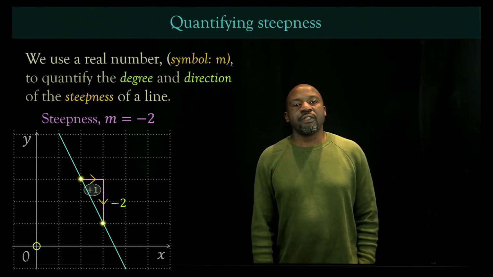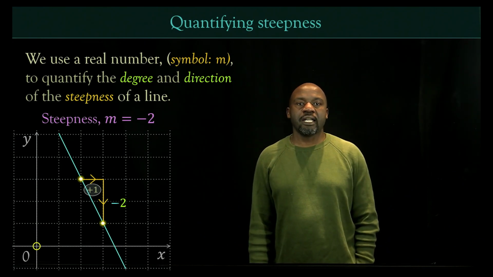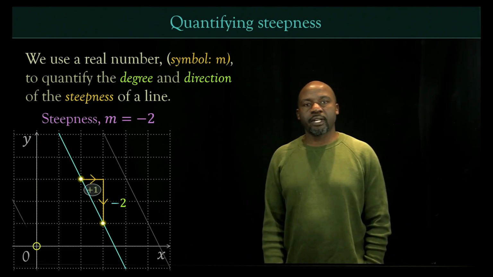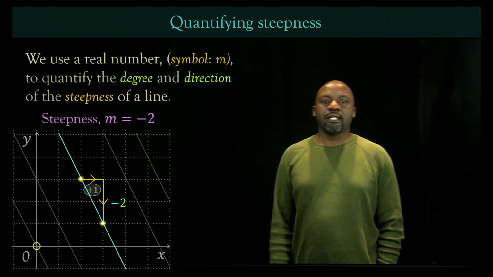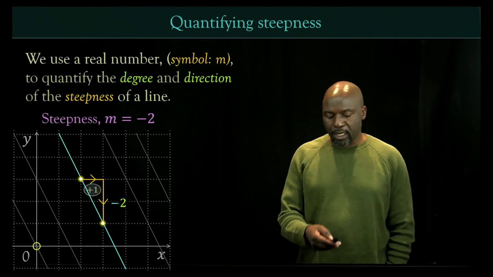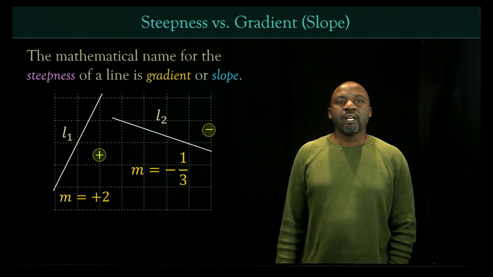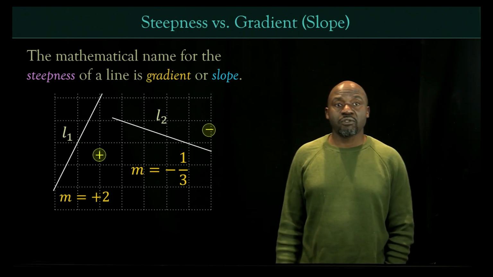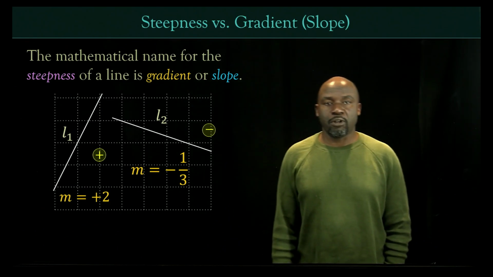So this is how we quantify the idea of steepness of a line or of a surface. Any line that is parallel to our blue line will have the same rule, or the same level of steepness. The mathematical name for steepness of a line is what we refer to as the gradient or slope of a line.